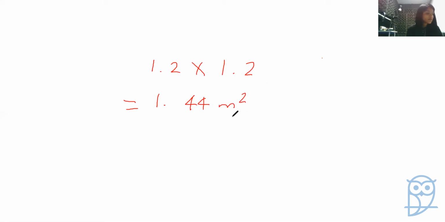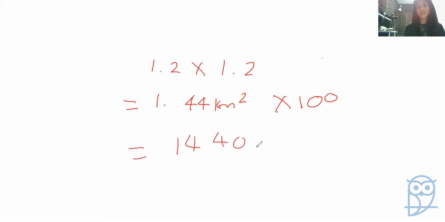Now we're converting from kilometers to hectares. So what will it be? We're going to multiply it by 100. Okay, and therefore it will be equal to 14,400 hectares.